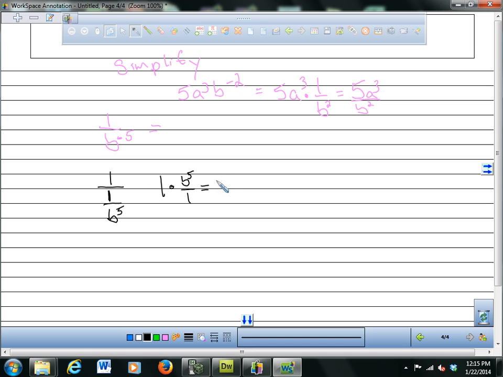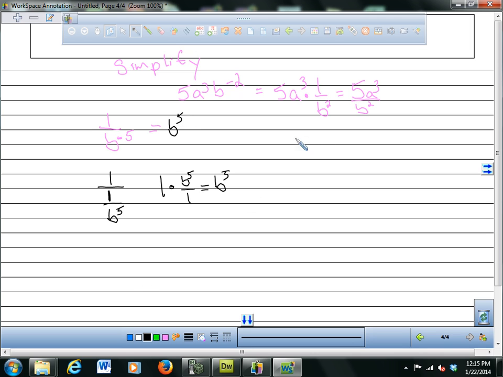It's b to the 5th, the 5 is the exponent. So what I just did, I rewrote b to the negative 5th as 1 over b to the 5th, and then I copied, dot, flip. But the rule is just, if it's negative on the bottom, bring it up top and make it positive. Okay, so it's negative on the bottom, you just bring it on the top and make it positive.